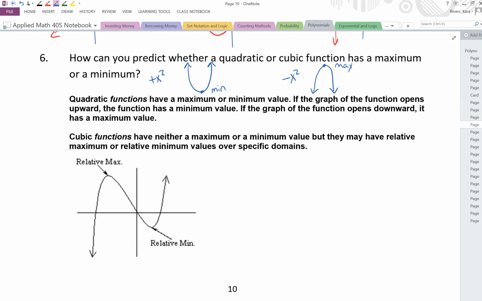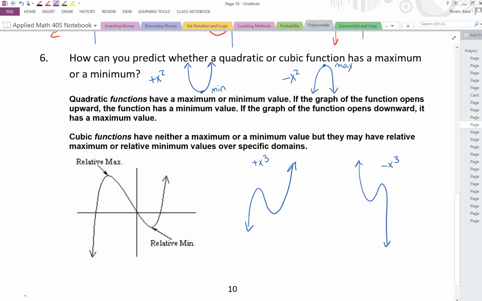Quadratic functions have a maximum or minimum value. If the graph of the function opens upward, the function has a minimum value. If the graph of the function opens downward, it has a maximum value. Cubic functions have neither a maximum or minimum value, but they may have a relative maximum or a relative minimum value over specific domains. So you can see with the positive x cubed, we're rising to the right, negative x cubed, we're falling to the right.